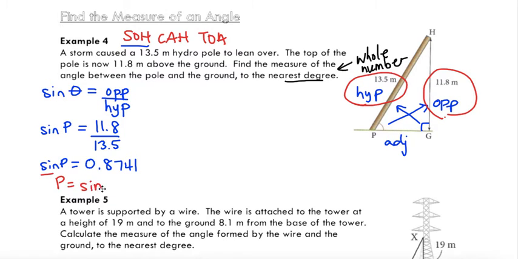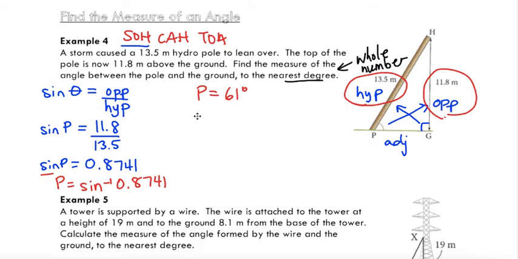And we have to do the sine inverse of 0.8741. Remember, to get to that sine inverse, you might have to press a second function button or a shift button. So you should hopefully know how to use your calculator to figure this part out. And so we get an answer of P is equal to 61 degrees when I round to the nearest degree or the nearest whole number.